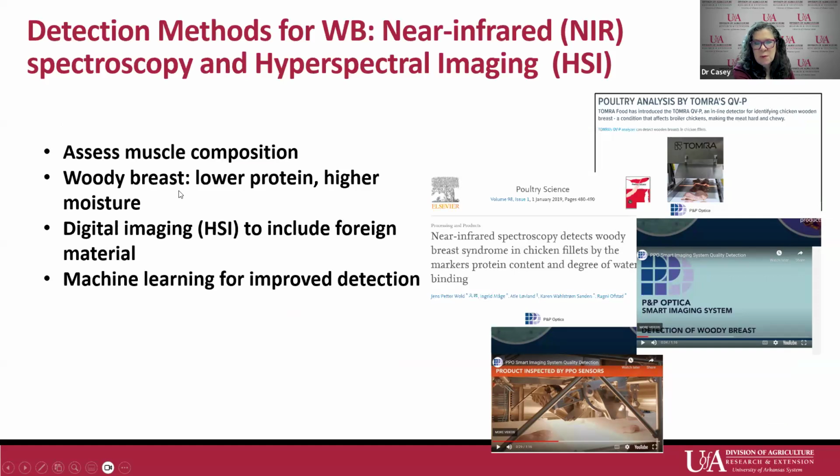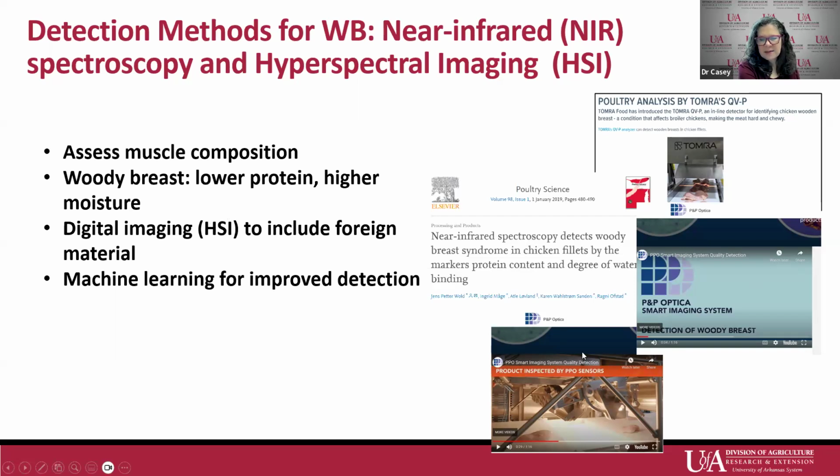Woody breast is lower in protein and higher in moisture, and near infrared, for example, and then even hyperspectral imaging can use NIR to detect muscle composition, and that was one mechanism on how they sorted that product. There may be a couple of plants in the U.S. that are using this technology.